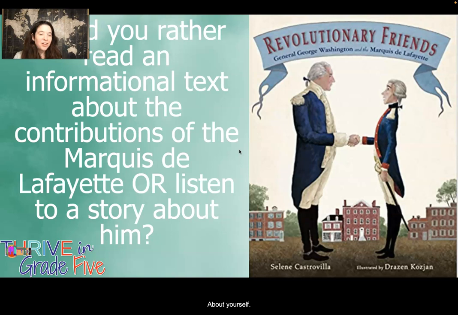So think about yourself. If you needed to learn about the Marquis de Lafayette, or Lafayette, however you want to say it, this guy here with George Washington, would you rather read an informational text, textbook style, or would you rather listen to a story about Lafayette? Personally, I'd rather listen to a story, and I think most of us would agree.